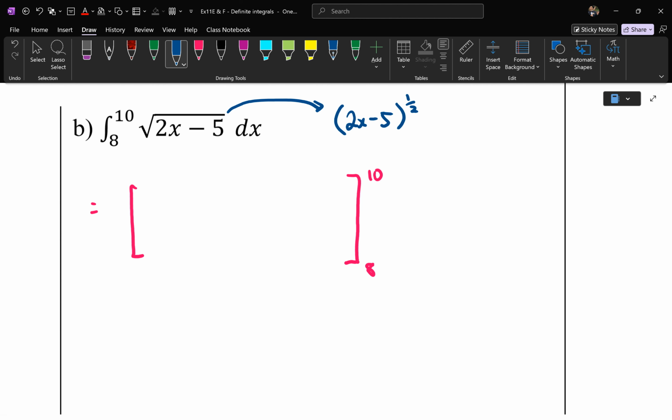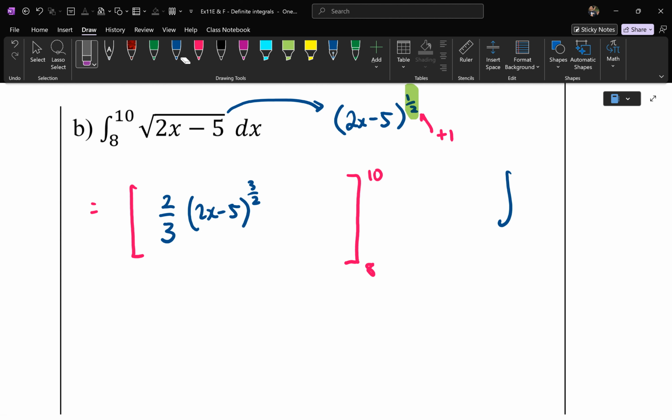You get your 2x minus 5, you've got the half, so you add 1, so you get 3 over 2. Yep, so we're adding 1 to the power. And then you get 2 over 3 times (2x minus 5) to the power of 3 over 2. Let's say that again. 2 over 3, bracket, 2x minus 5, close bracket, to the power of 3 over 2. Yes. Plus... Ooh, missing one small detail.